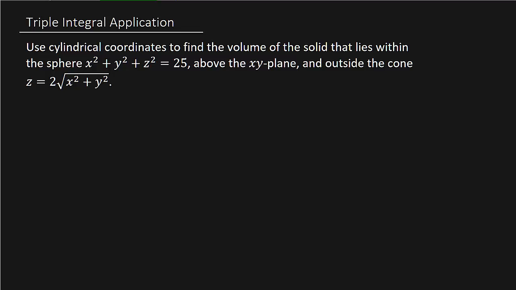It says use cylindrical coordinates to find the volume of the solid that lies within the sphere x squared plus y squared plus z squared equals 25, above the xy plane and outside the cone z equals 2 times the square root of x squared plus y squared.